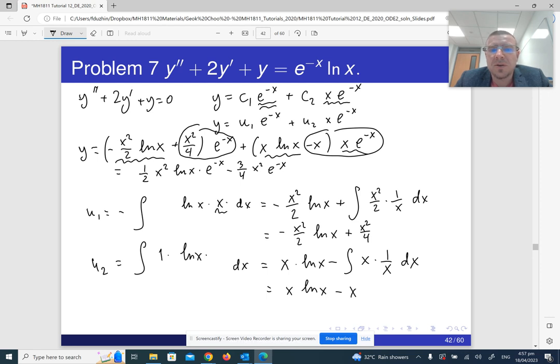So this is the solution of the non-homogeneous equation, or a particular solution of the non-homogeneous equation. Well, to get the general solution, the complete answer, we should add plus c1 e to the minus x plus c2 times x times e to the minus x, and that's the final answer.